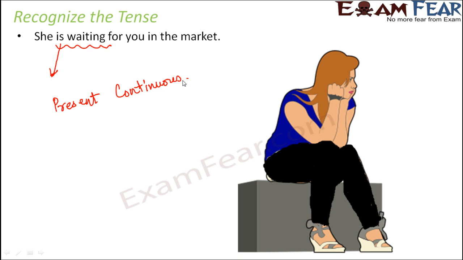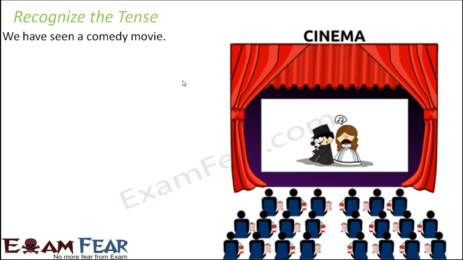So if you just remember those 3 tips, then even without analyzing much on the meaning of the sentence, you can very easily recognize which tense this is. So this is present continuous. Let's move on to the next one.